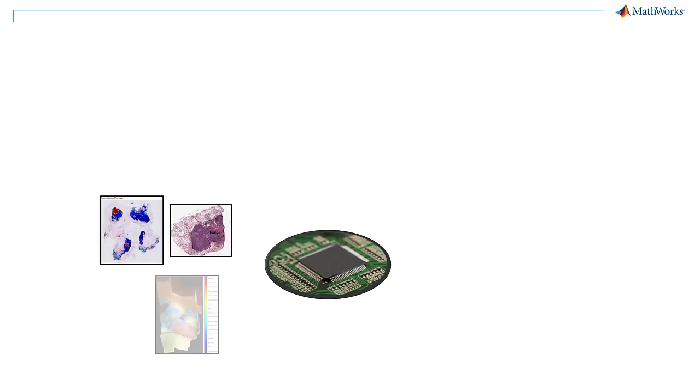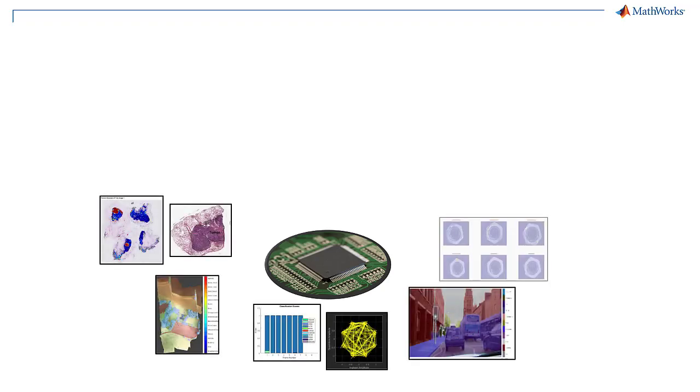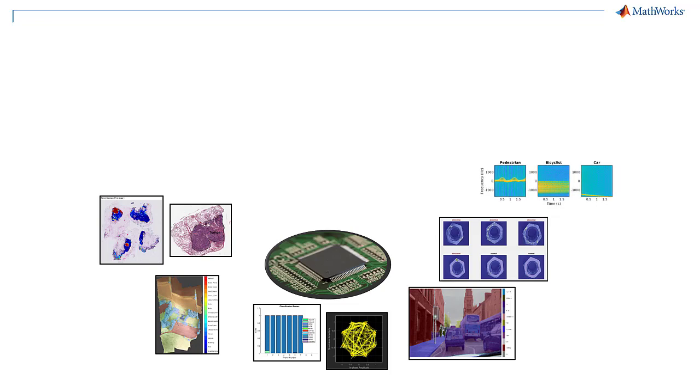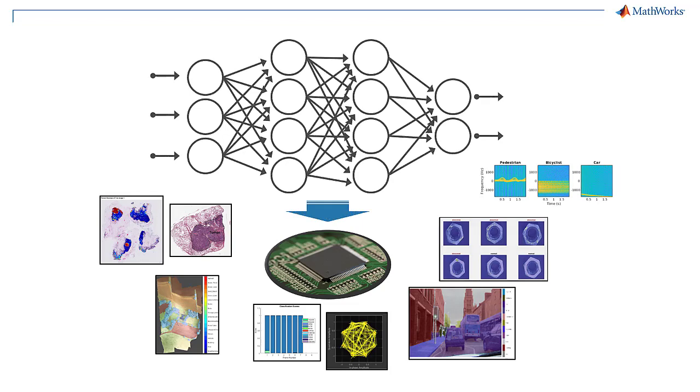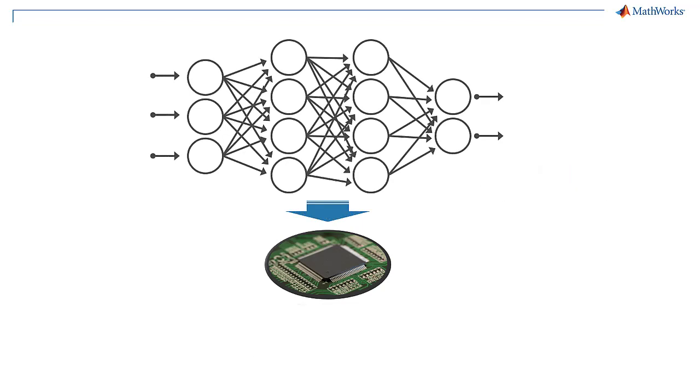FPGAs are popular devices for deep learning inferencing and edge applications because programming custom hardware delivers speed and power efficiency. But implementing deep learning on fixed hardware resources is challenging.